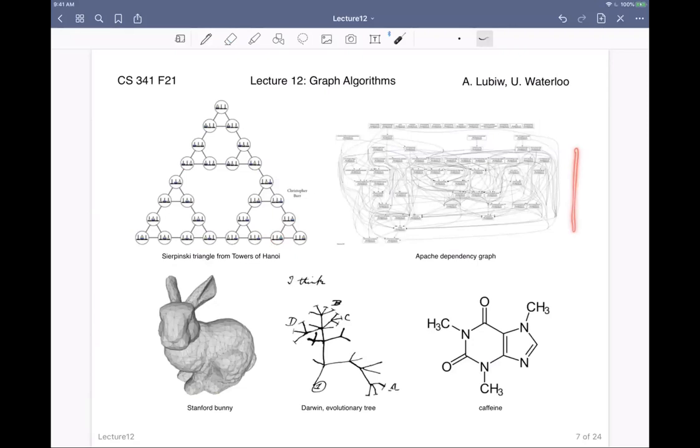This graph is a dependency graph of some Apache software. What a mess of edges, isn't it? This graph, I'm thinking here of the graph as consisting of these little nodes that you can just see as these dots, and the edges are making these triangles on the surface of the Stanford bunny.